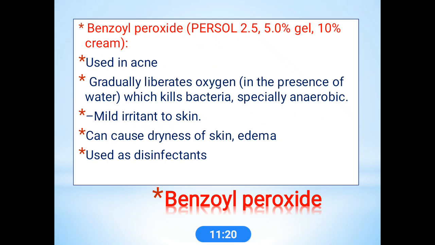Benzoyl peroxide is available as gels and creams. It is mainly used in acne. In the presence of water, it gradually liberates oxygen and kills bacteria, especially anaerobes. It is mildly irritating to skin, so it causes dryness of skin and edema. It is also used as a disinfectant.